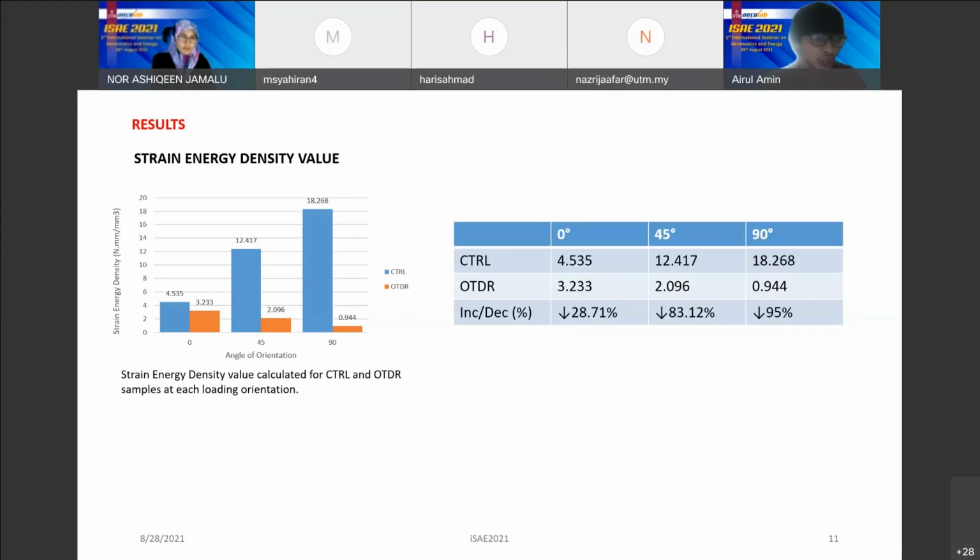So as discussed in the load displacement response before, major shear properties reduction heavily affected the performance of the outdoor samples. This can be seen by the 95% strain energy density value reduction during pure shear configuration compared to only 28% during pure tensile configuration. Since the outdoor sample for 45-degree configuration is shear dominant in failure, a high degradation value was also obtained for the strain energy density value.